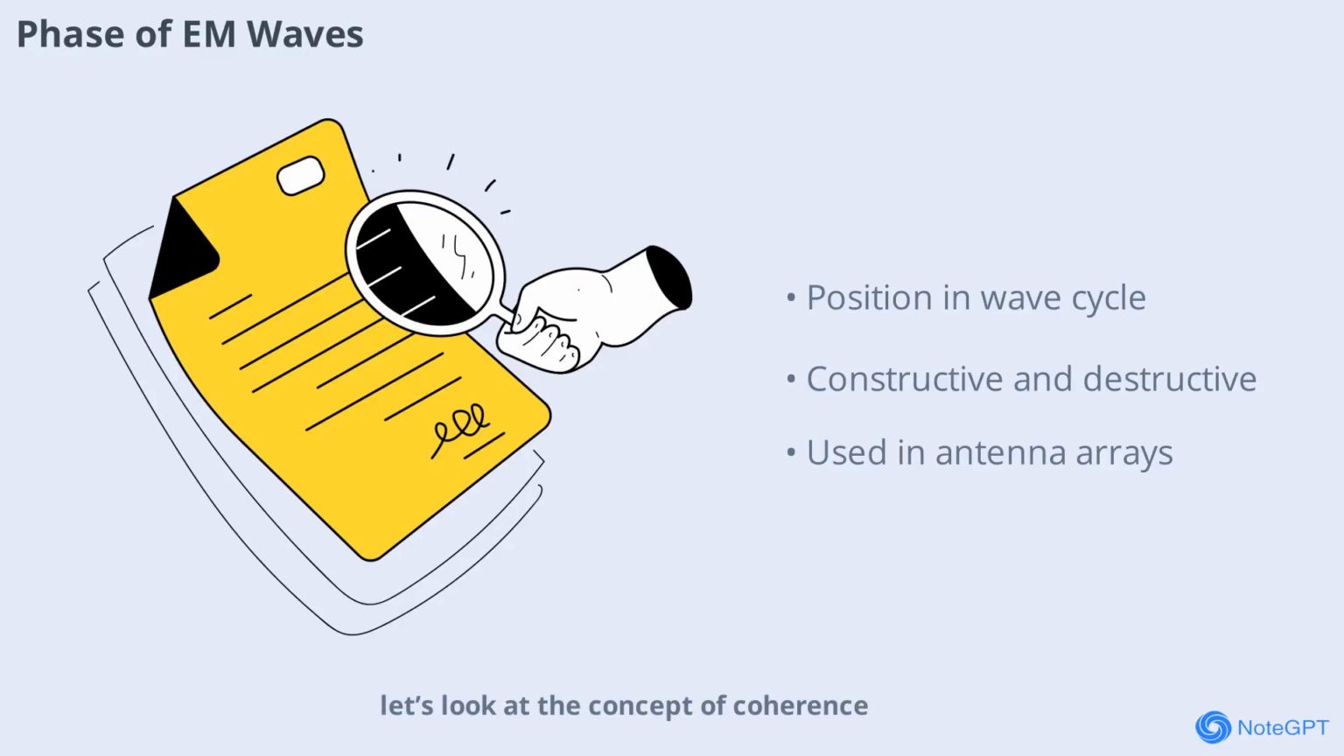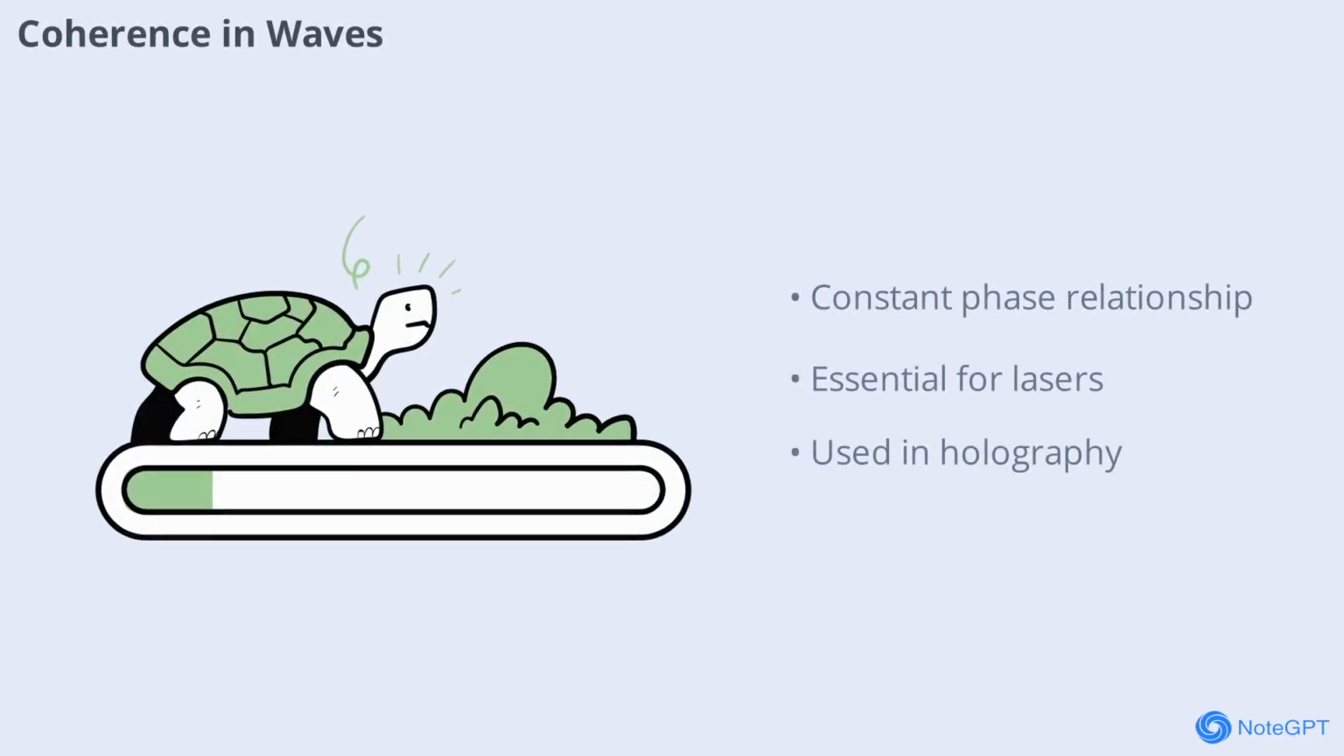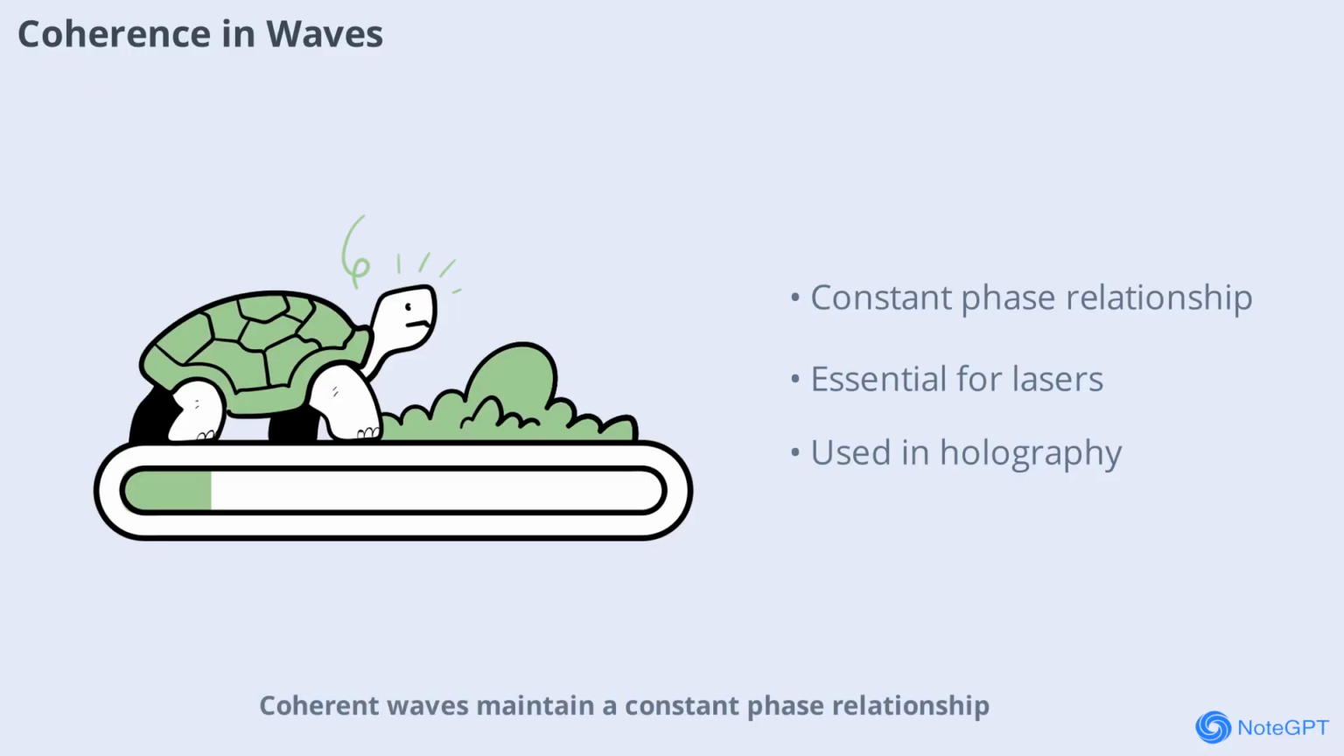Next, let's look at the concept of coherence. Coherence refers to how well the phases of two or more electromagnetic waves match over time. Coherent waves maintain a constant phase relationship, which is essential in applications like lasers and holography. Incoherent waves, on the other hand, have random phase relationships and do not combine in a predictable way. Coherence is crucial for producing sharp, focused beams of light and for technologies that rely on precise wave interactions.